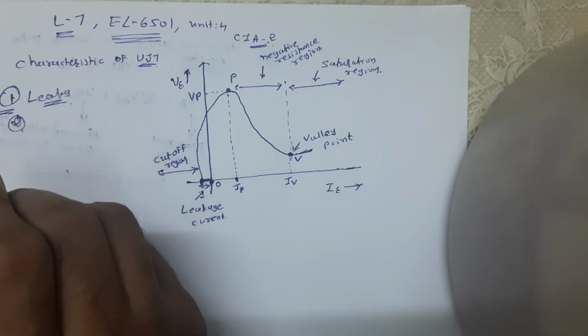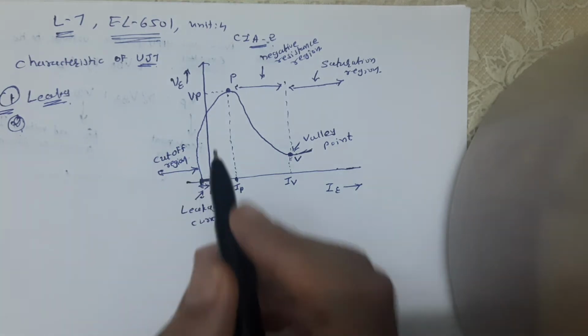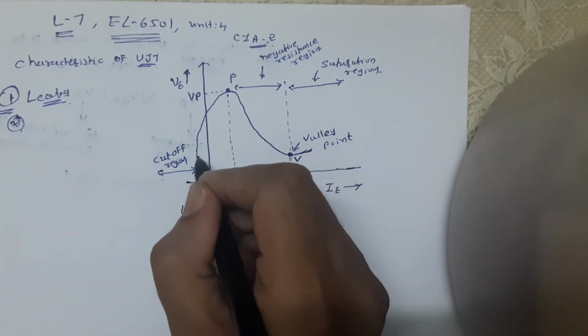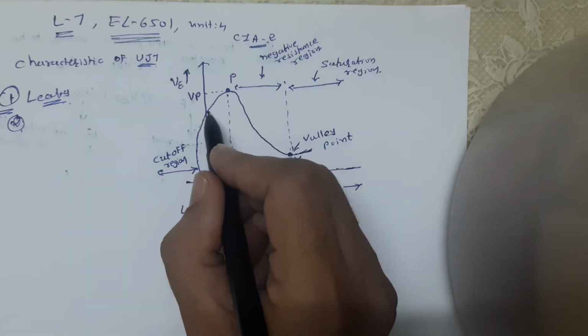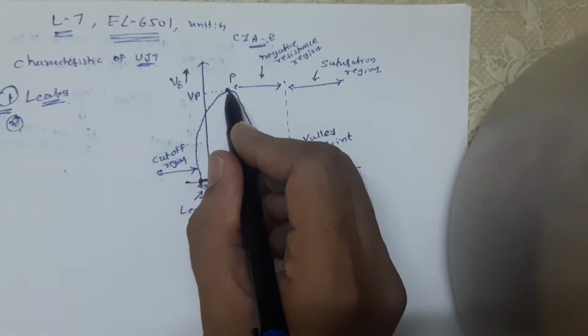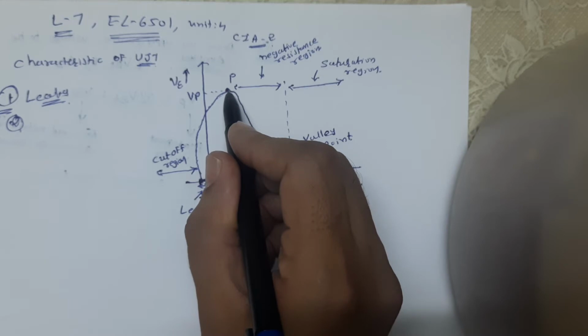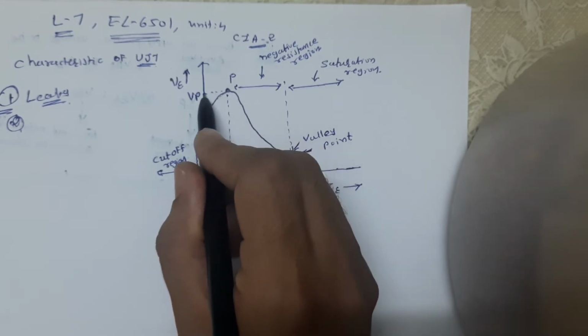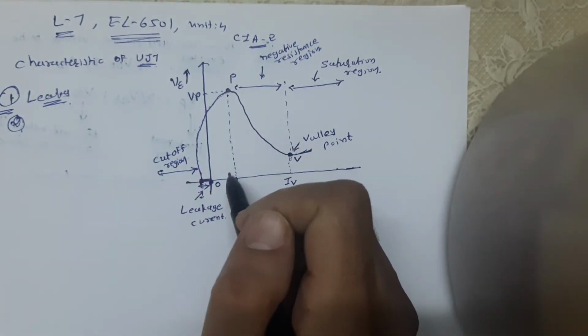The second point is, above a certain value of VE, forward IE begins to flow, increasing until the peak voltage VP and current IP are reached at the point P. So after this, the voltage increases to the peak value, which is your P. From P we are getting Vp as well as Ip.